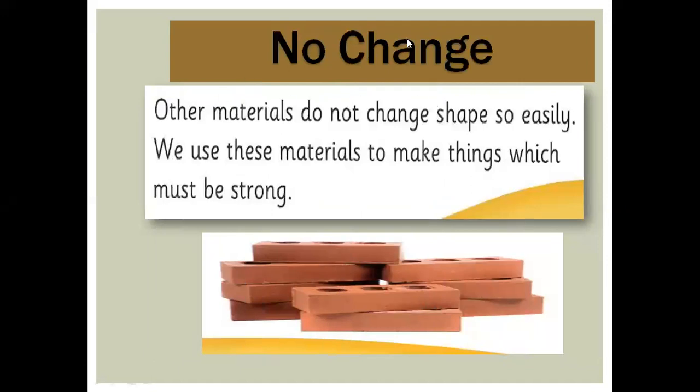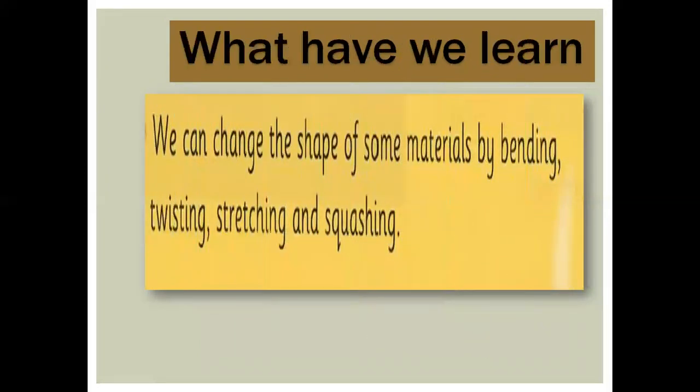Okay, no change. There are some materials that are strong. Their properties are very strong. They cannot be stretched, bent or twisted. With these things, we can make our house, because we need our house to be strong. The conditions of the weather should not affect our house. So that's why we use bricks to make our house.